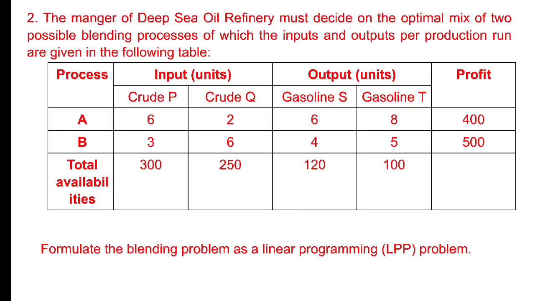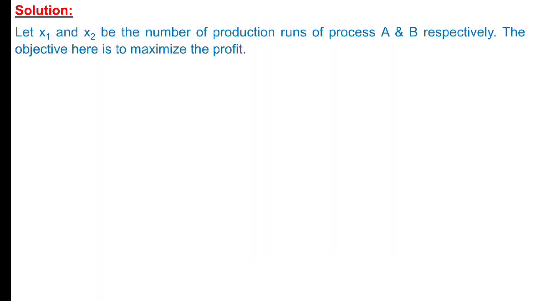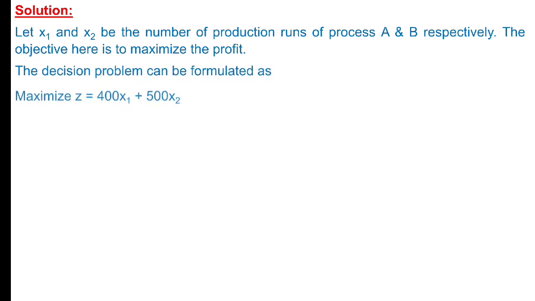Then we can take another problem. Here, Deep oil refinery is taken. Here also profit is considered, so here also we maximize the profit. We need to write the available time; you see input and output are both there together. Look at here, we can write in this format. X1 and X2 are the numbers of production runs of process A and B respectively. So we maximize z equal to 400x1 plus 500x2.